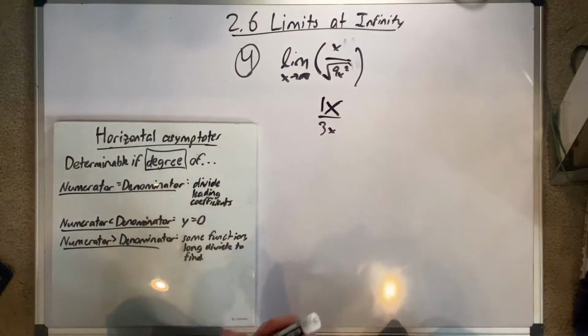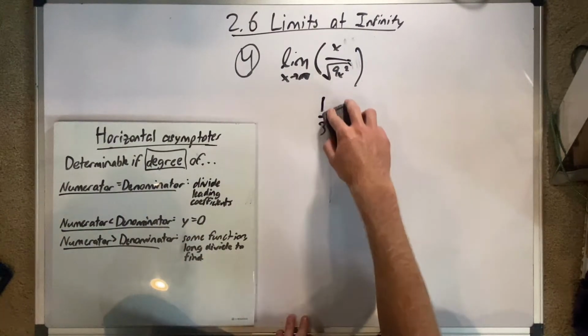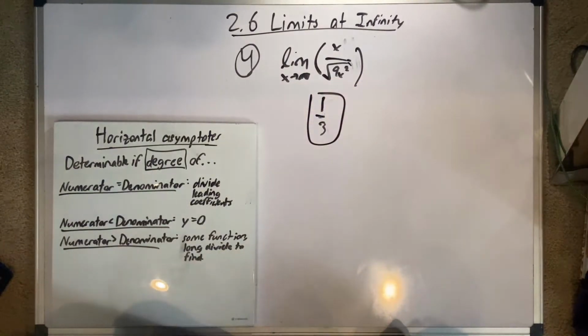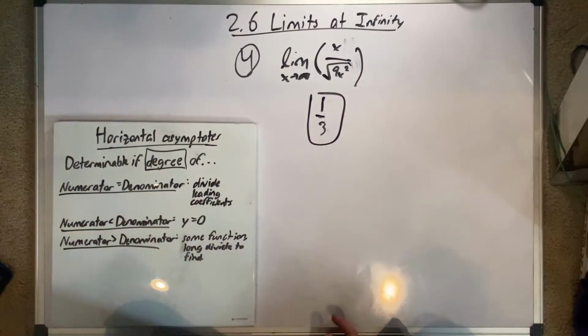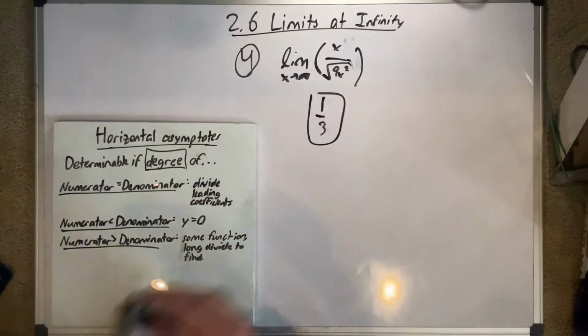These things can't cancel, that just made literally a bigger x. I tried to cancel out an x by writing an x and it didn't work. That is just left with a 1 over 3, which is your answer for this one. So don't get confused and think that this is 0 because, oh, numerator is less than denominator. It's not less than the denominator. It's actually the same as the denominator.